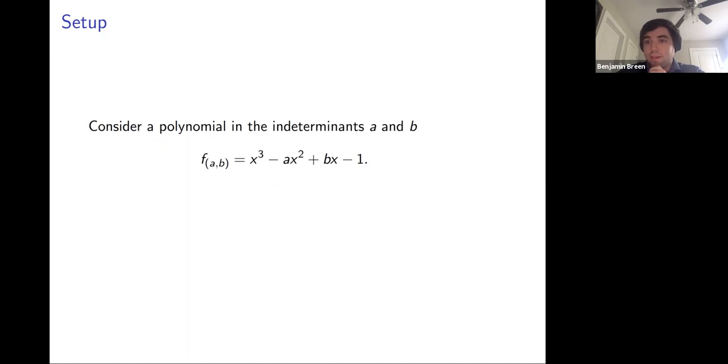You might have something go wrong, where this polynomial would be reducible over Q. It might factor as a linear term times a quadratic, but that's actually very rare. And if you're curious about when that occurs, you can completely classify the set of a and b for which that happens. For the purpose of this talk, we can pretend that this polynomial is always irreducible.